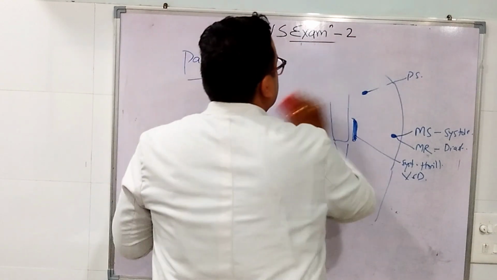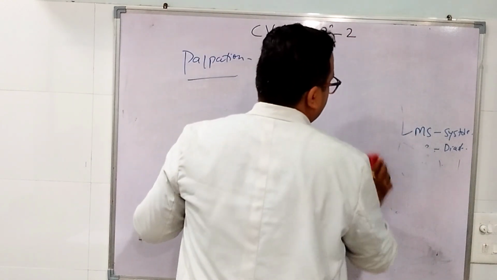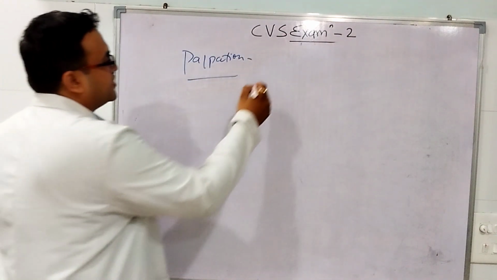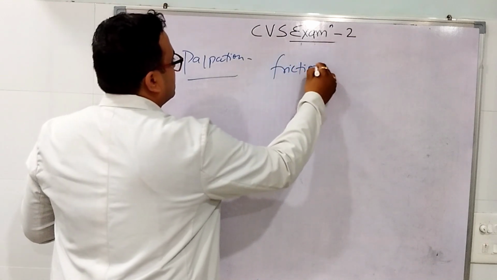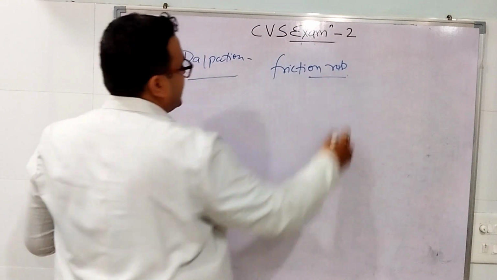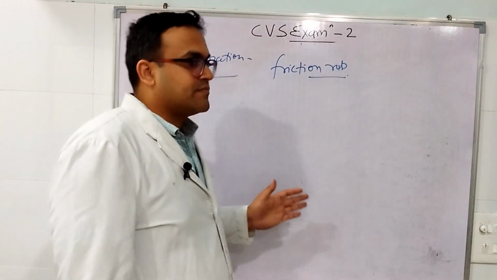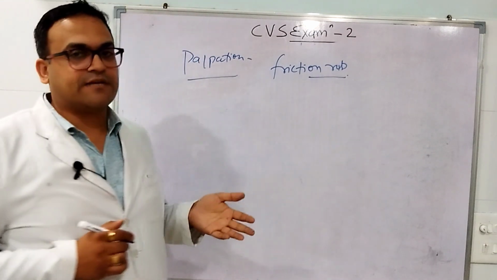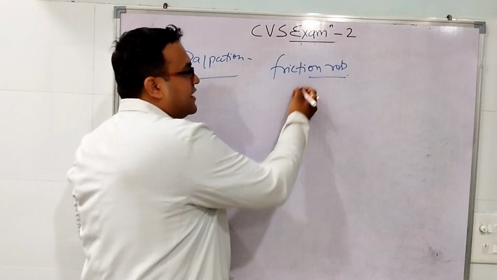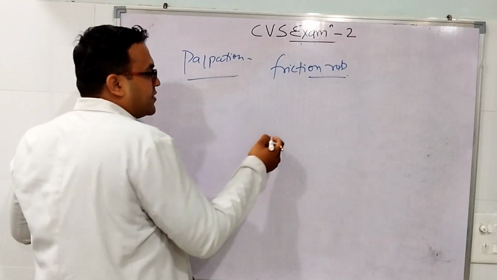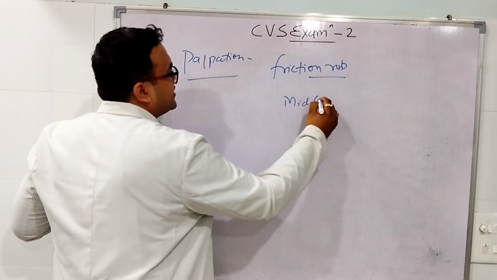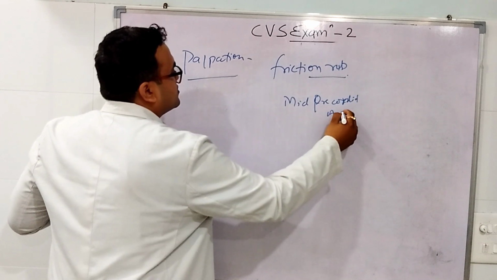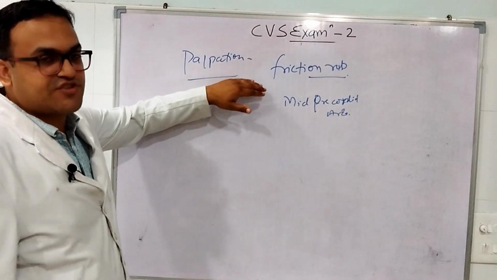Now coming to the last topic of palpation in today's video, that is the palpable friction rub. In patients with pericarditis, because of the friction of the two layers of pericardium, we can feel this friction rub in the mid precordial area. So that is the palpable friction rub.